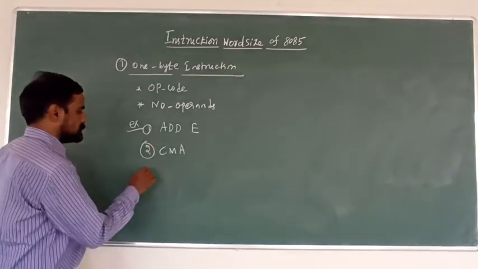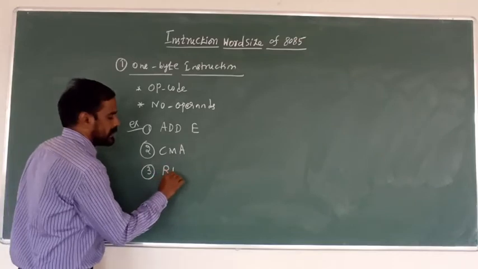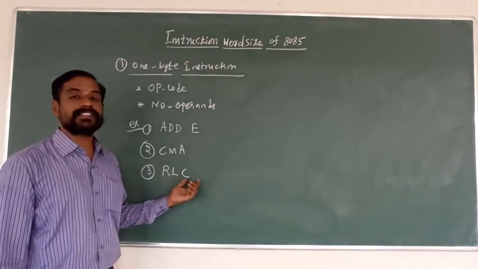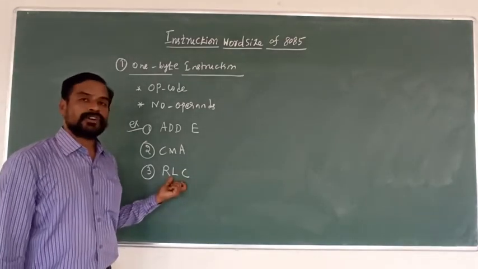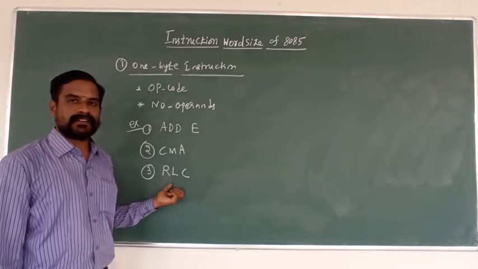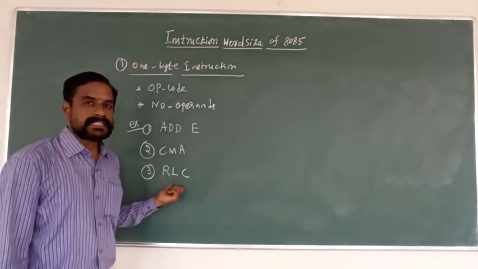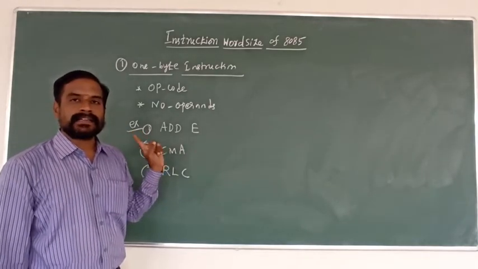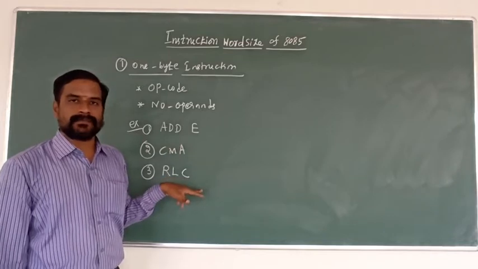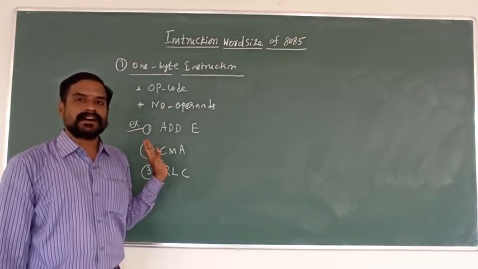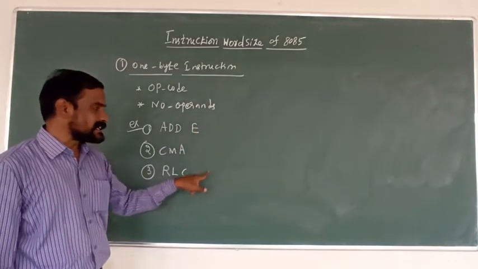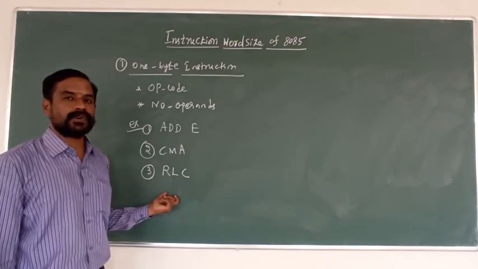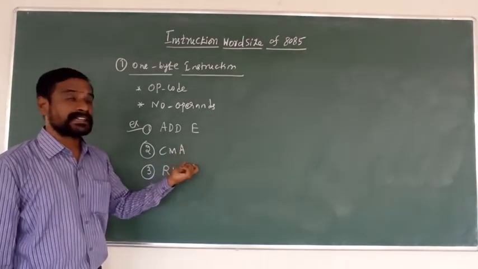Okay, and the third example, RLC. Rotate accumulator content left without carry. This is also a single byte instruction. It consists of only opcode. There are no operands. Operand means either 8-bit data, 16-bit data, 8-bit address or 16-bit address. Here there is no address and data, only the opcode, the operation code. This is for a single byte instruction.